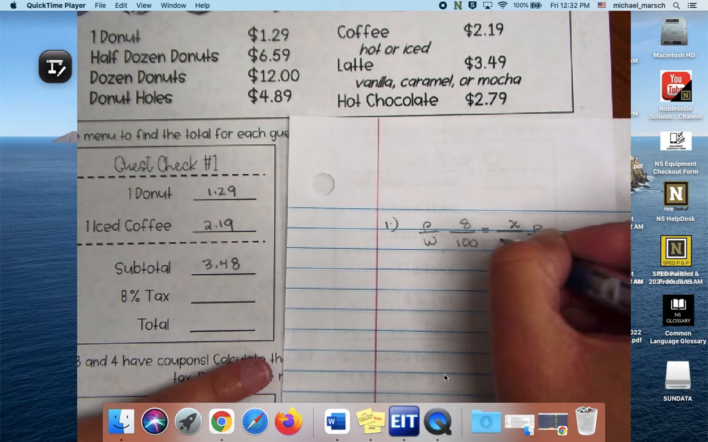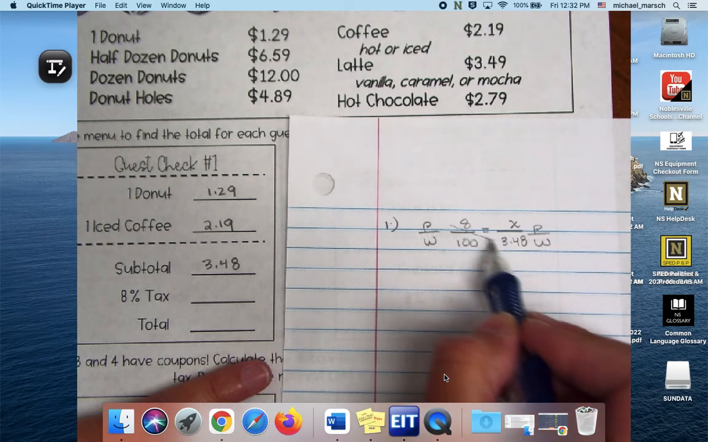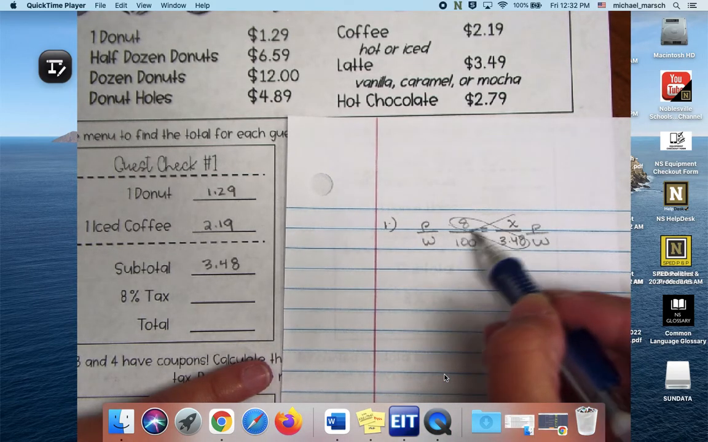I just put P for part, W for whole, so you don't have to write those out each time. Still going to do my loops.